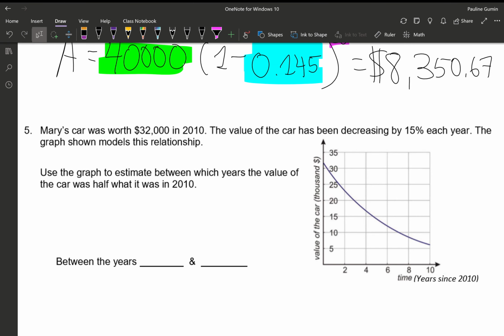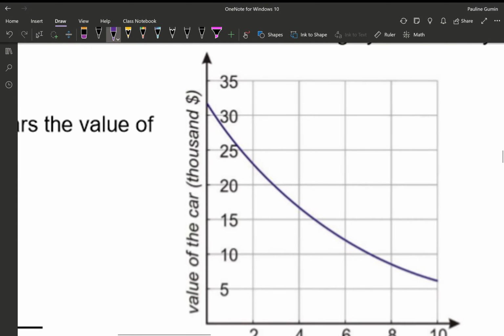Okay, number 5. Mary's car was worth $32,000 in 2010. The value of the car has decreased by 15% each year. The graph models the relationship. Let's use the graph to estimate which years the value of the car was half of 2010. All right, so first let's find out what half of 32,000 is. And that's 16,000. Now next we're going to find 16,000 on the graph.